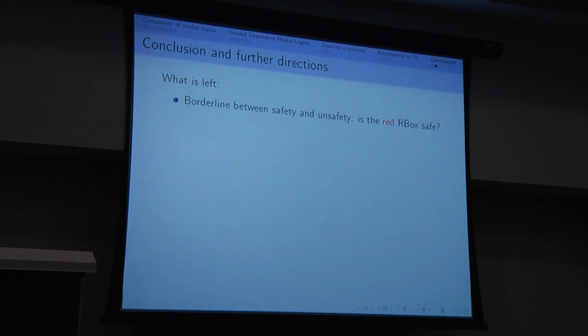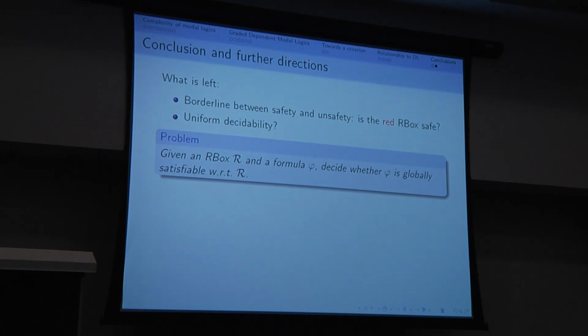And what is left is already mentioned on the slides: whether the red RBox is safe or not. Does uniform decidability hold? So we fixed an RBox and asked whether the problem of global satisfiability of formulas with respect to this particular RBox is decidable. If we consider a combined problem, given an RBox and the formula phi altogether, can we decide whether phi is globally satisfiable with respect to R? It's a different problem. Problems of this kind were not considered in modal logic, to the best of my knowledge.